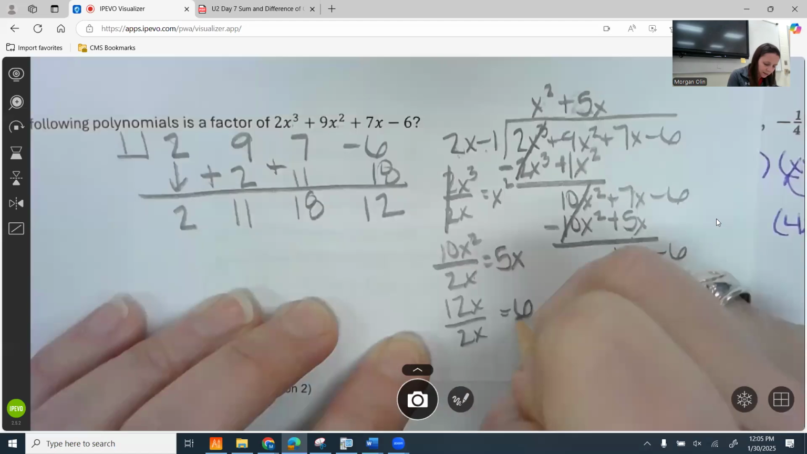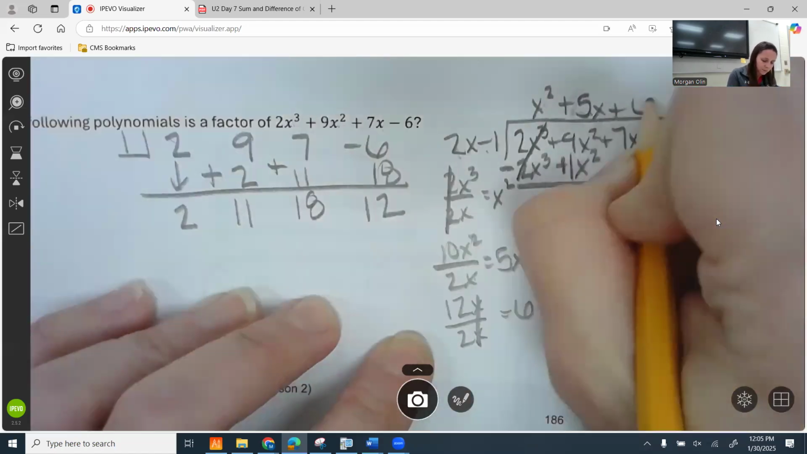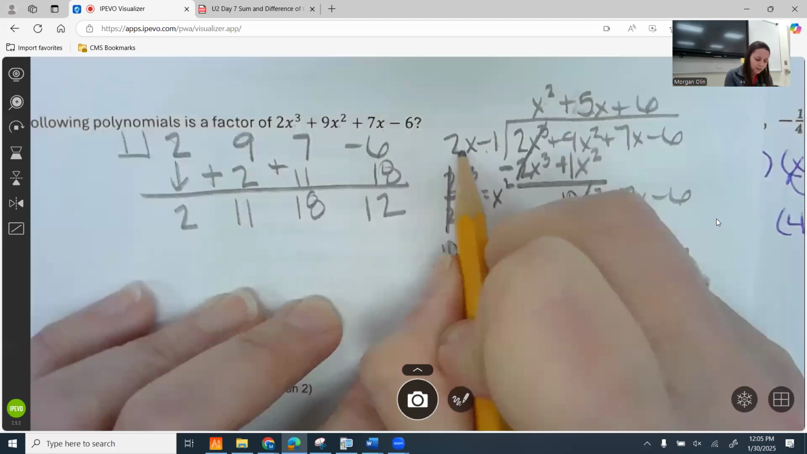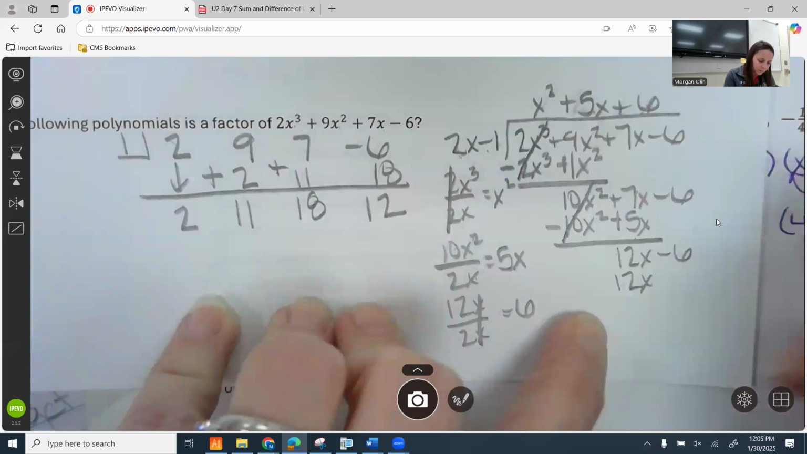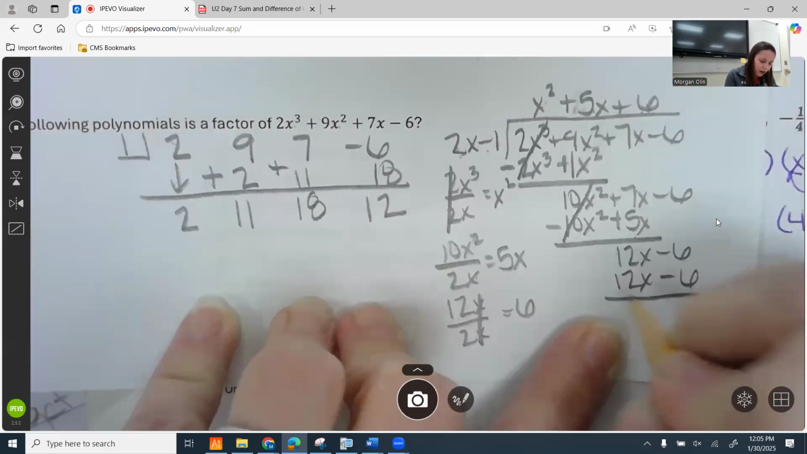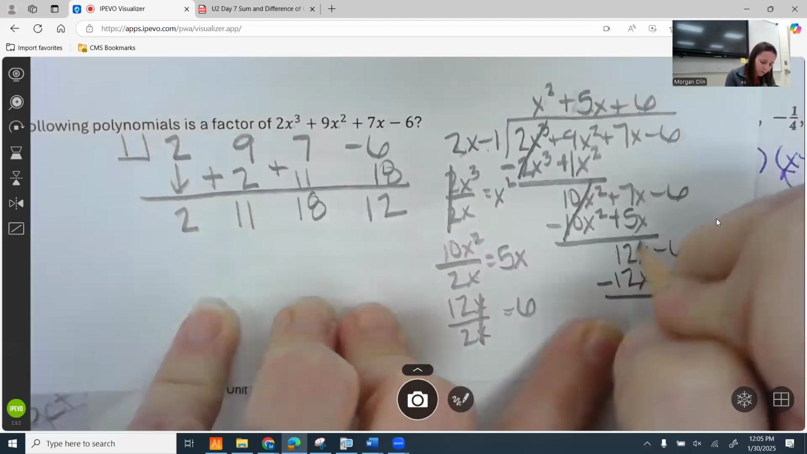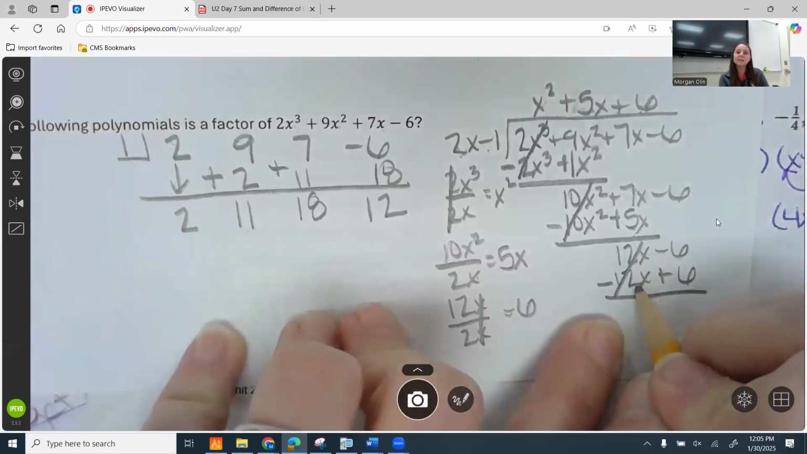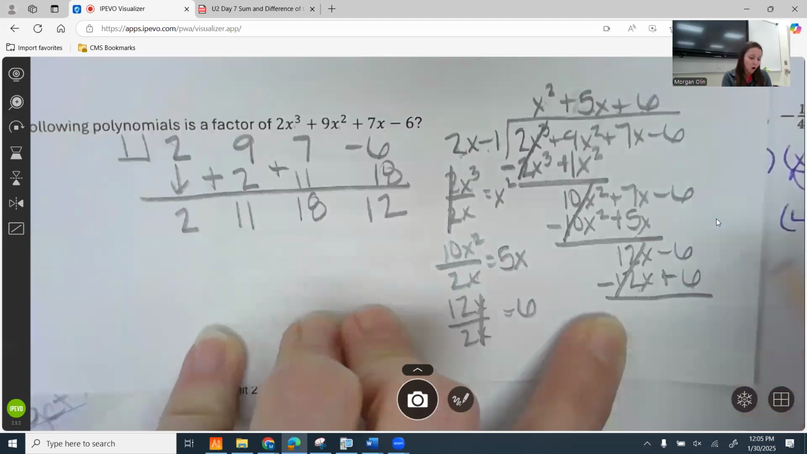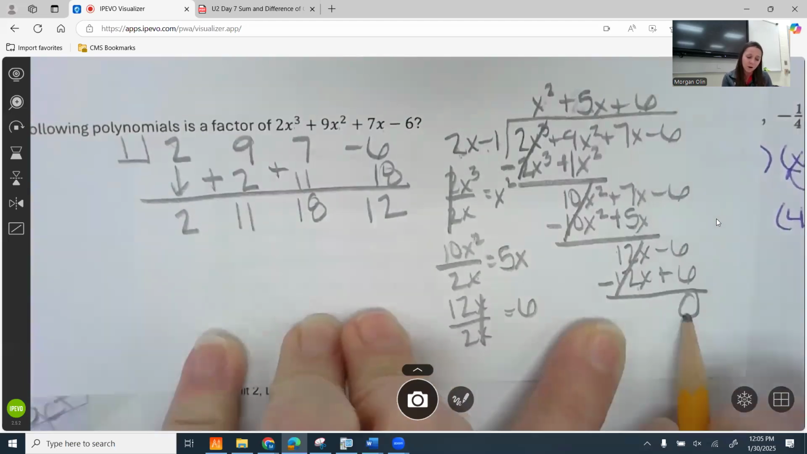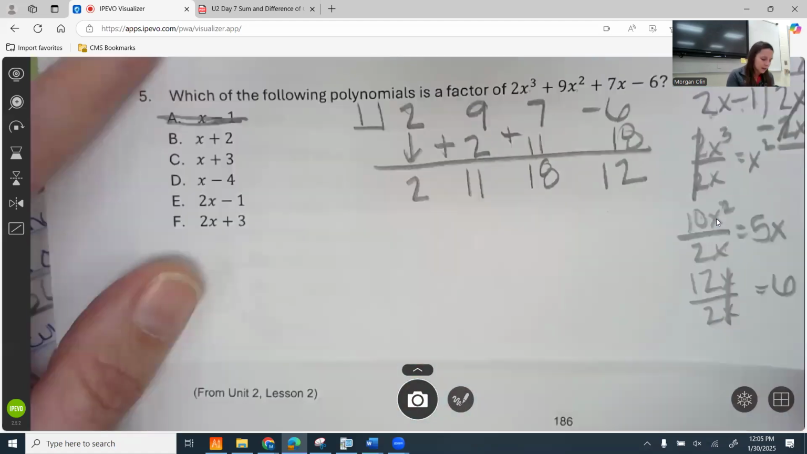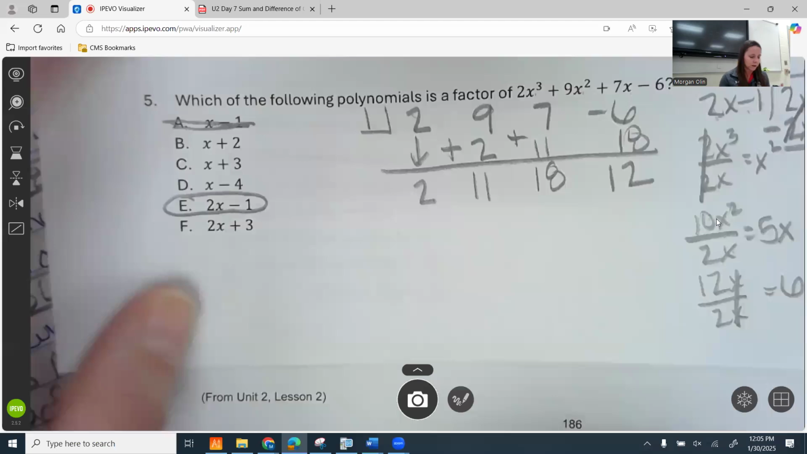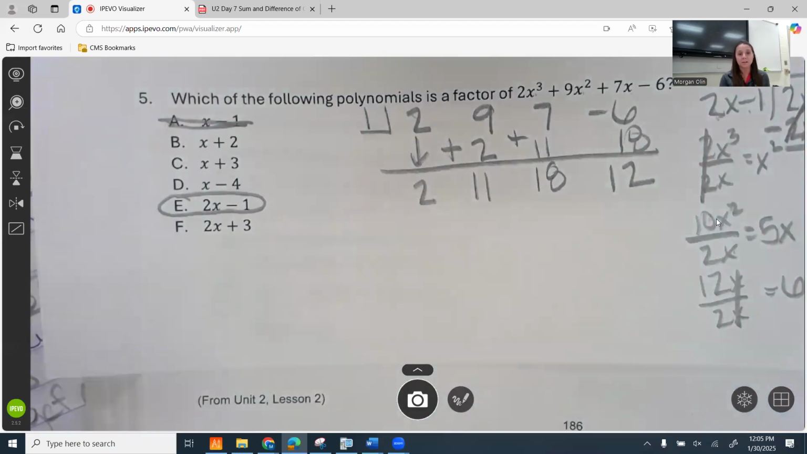12 divided by 2 is 6, and the x is canceled. So I'm going to put the 6 up here. So 6 times 2x is 12x. And 6 times negative 1 is negative 6. Change my signs, distribute that negative sign. The front ones cancel because 12x and negative 12x make 0. And then negative 6 and 6 also make 0. So since I got a 0 here, is 2x minus 1 a factor? Yes, it is. Now, this is one way you can do it. There could be multiple answers here of factors, so you could continue and divide.